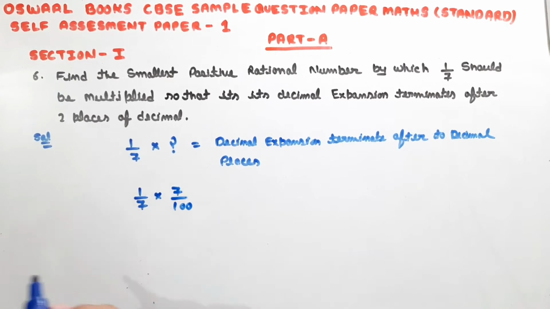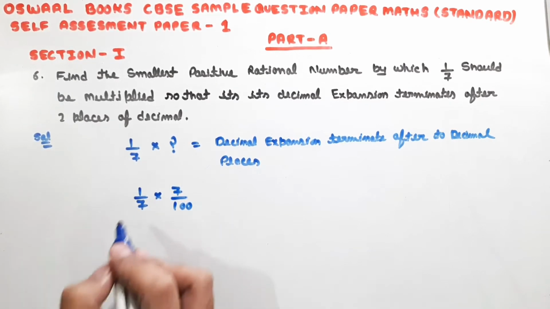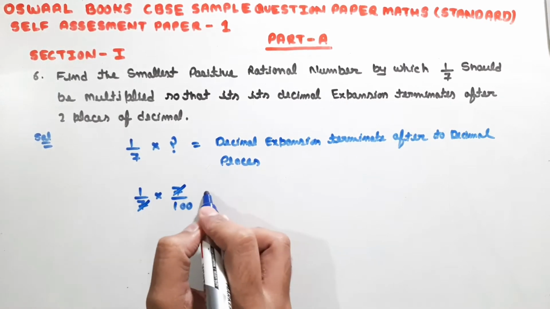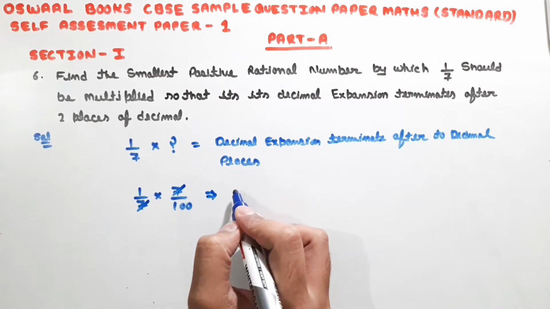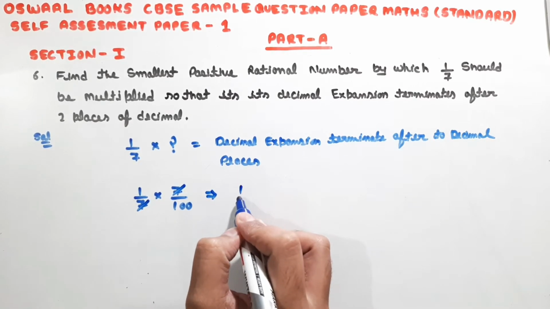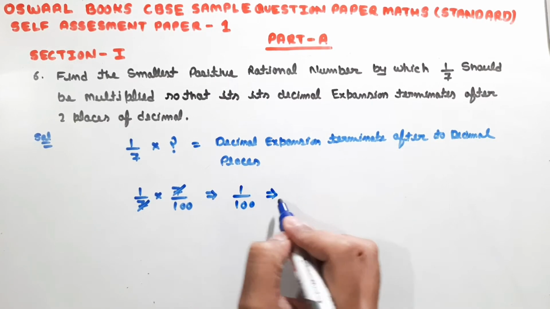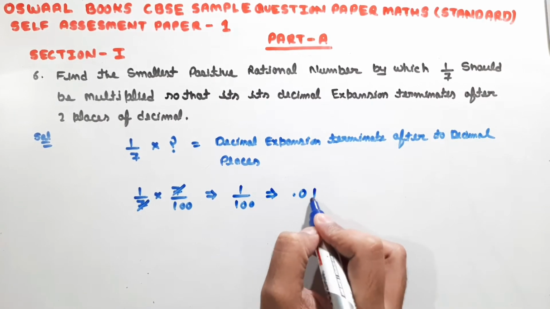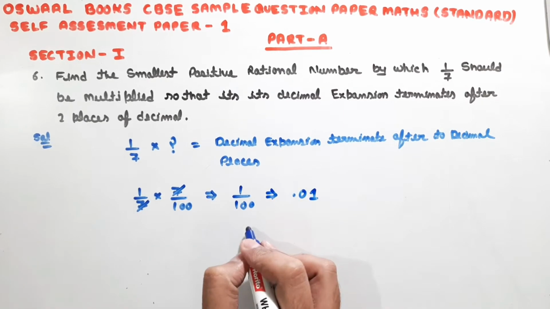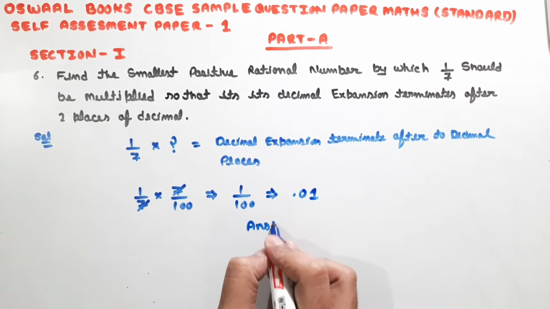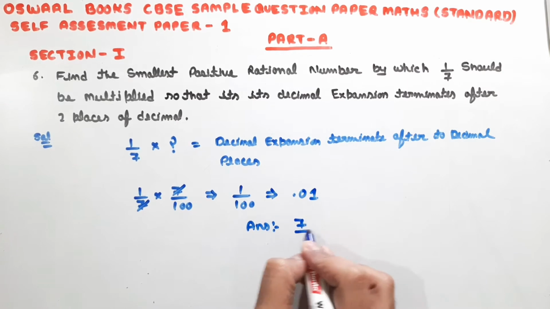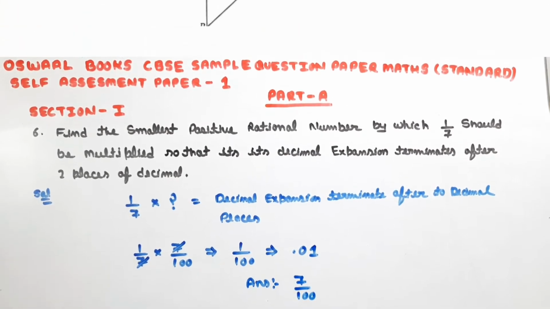So, on multiplying by 7 upon 100, 7 will be cancelled out. This will be equal to 1 upon 100, that is equal to 0.01. So, our answer is 7 upon 100.